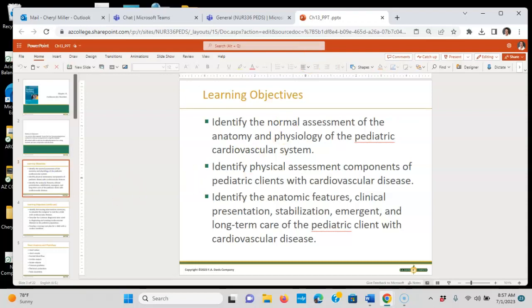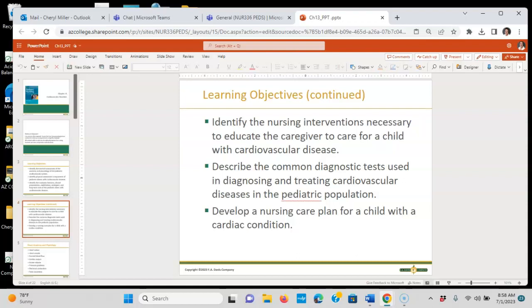All right, so for this chapter, chapter 13 in your book, our goal in our learning outcomes is to identify the normal assessment of anatomy and physiology of the pediatric cardiovascular system, the pediatric physical assessment components, the anatomical features, clinical presentation, stabilization, emergent and long-term care of a child with cardiovascular disease. Identify nursing interventions necessary to educate the caregiver of the child, common diagnostic tests being used, and then develop a nursing care plan for a child with a cardiac condition.